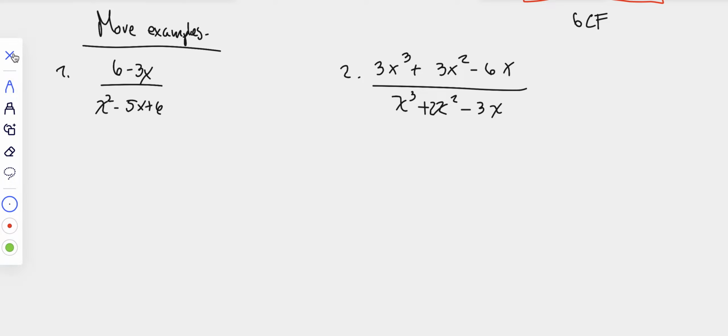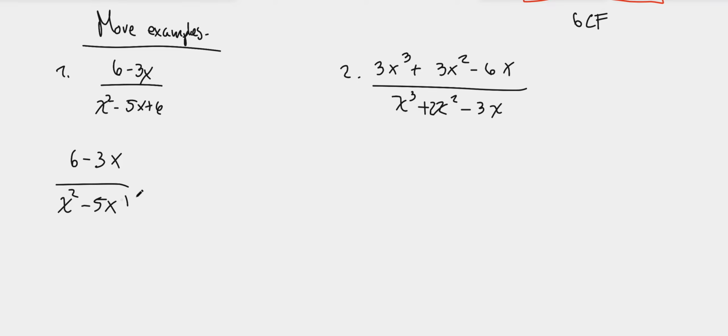This is what we have. We have 6 minus 3x divided by x squared minus 5x plus 6. What we want to do here is make this in the simplest form. We want to simplify it.